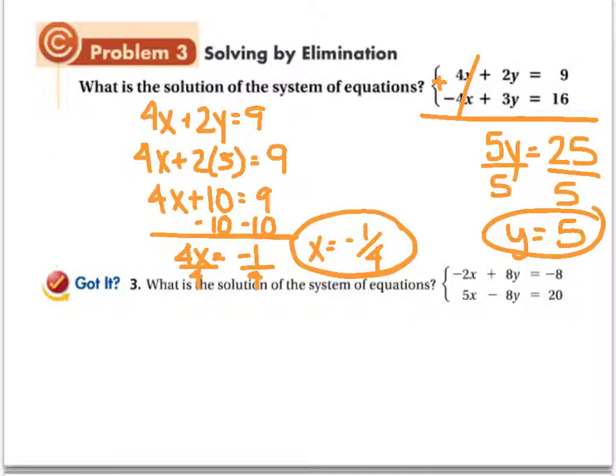And remember, for systems of equations, we can write these as an ordered pair. Negative 1/4, 5.